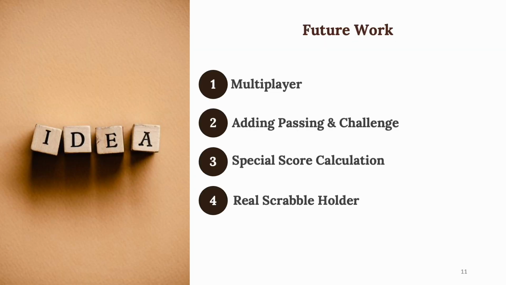For our future work, we would like to introduce multiplayer options where 2 robots can play against each other. We would also like to include passing and challenging to make the game a bit more complex, and include special score calculation and deterministically determine the next word to play. And then lastly, include a real Scrabble holder so that the robot has to come in from an angle. So it makes the manipulation with a suction gripper a bit more complex, but also more realistic.